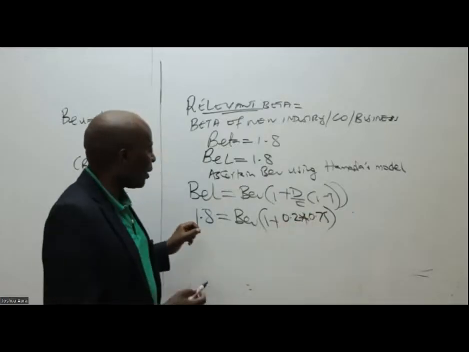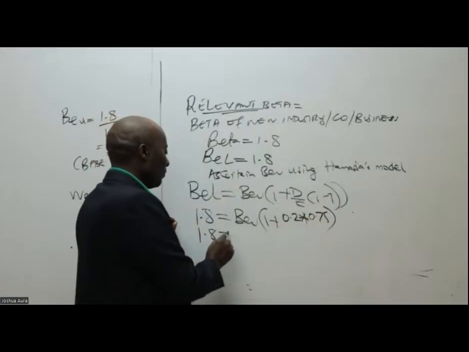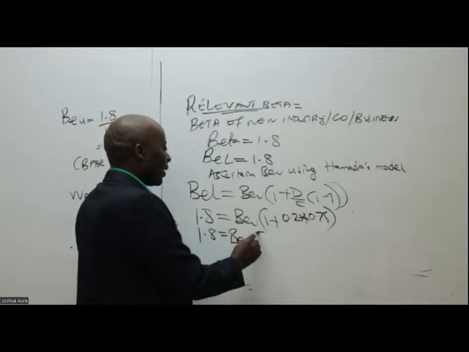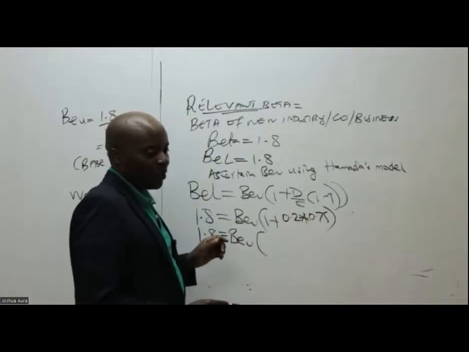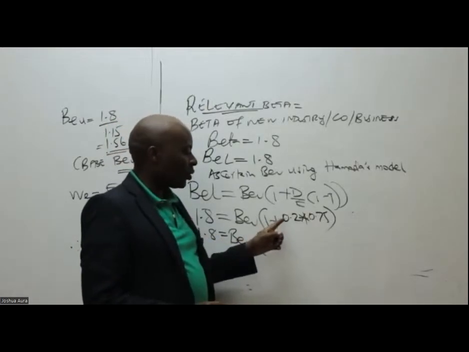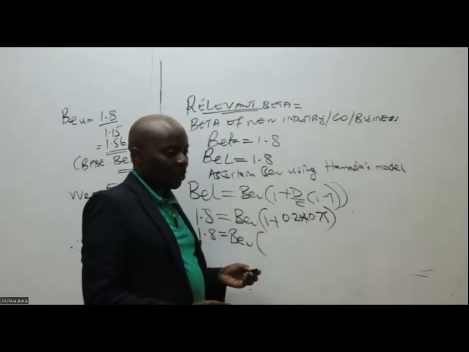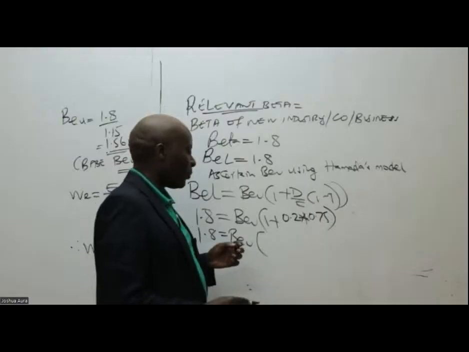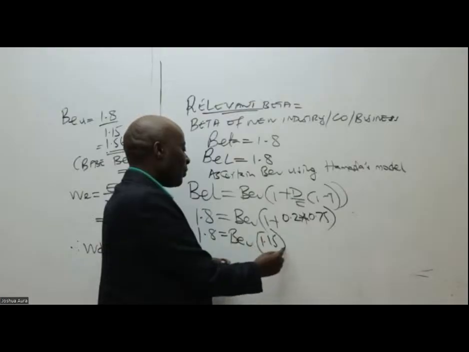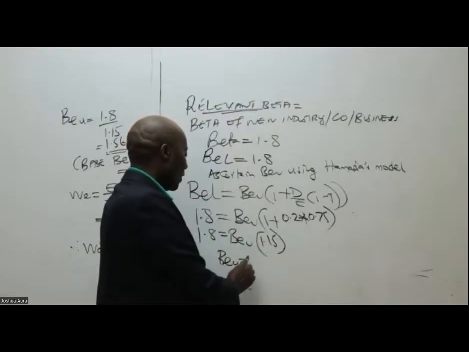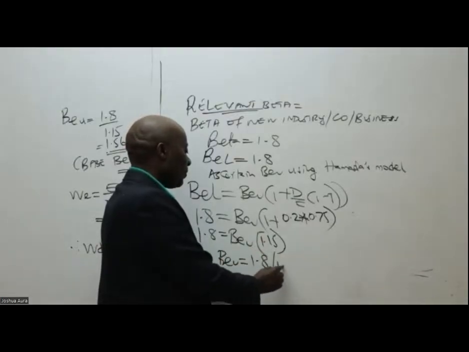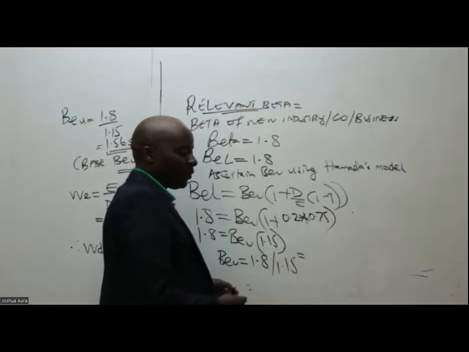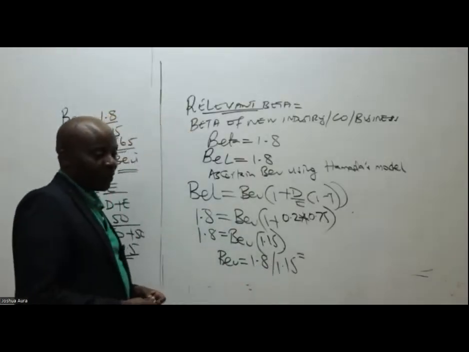So could you kindly give me what we have in brackets? What do we have in brackets here, somebody? 1 plus this times that. 1.15. So this 1.15, if I make BEU the subject, it will be 1.8 divided by 1.15, which gives me the same answer as the one that you had obtained.